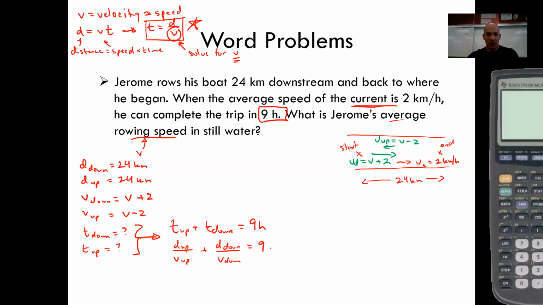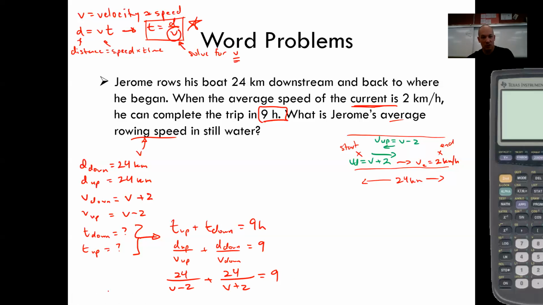Okay, so do we have some numbers we can put in here? We know the distance you travel going upstream is 24, and the speed you travel upstream is going to be your speed minus 2. Similarly, you go 24 kilometers down at a speed of V plus 2. That's going to add to 9. And when you get to this, you should be really happy because you go, hey, I have an equation and I can solve that.